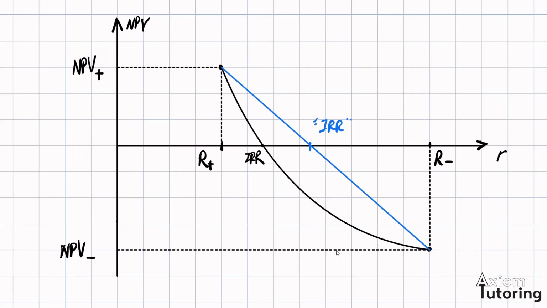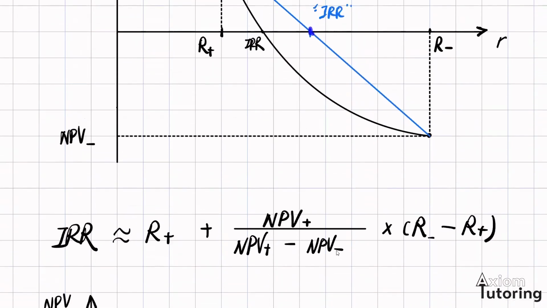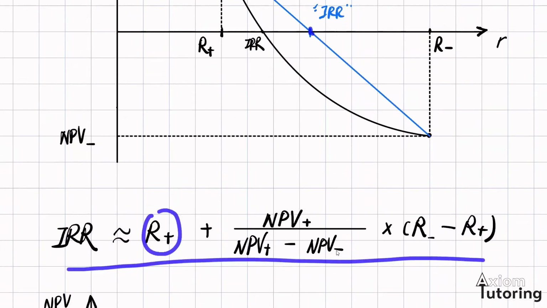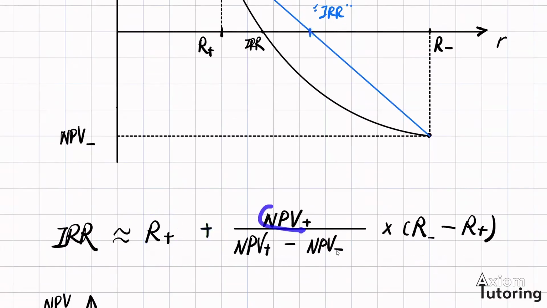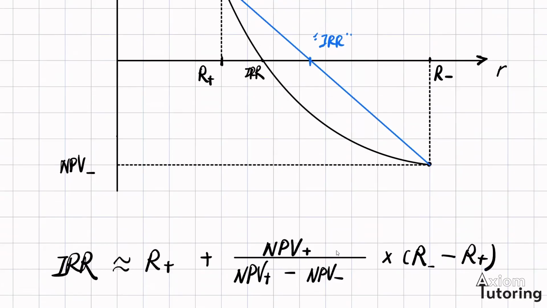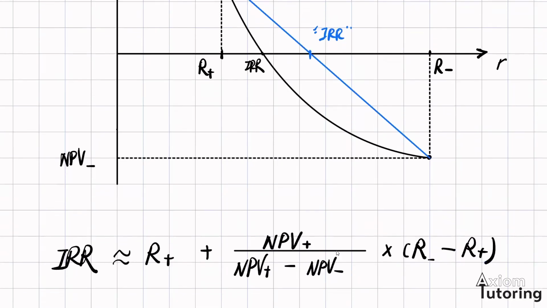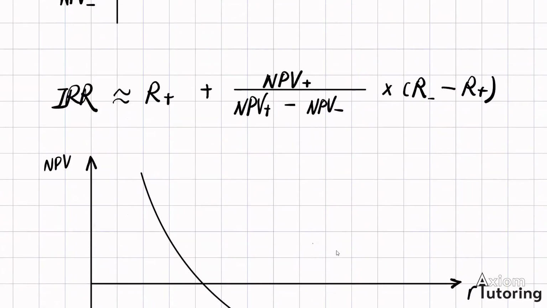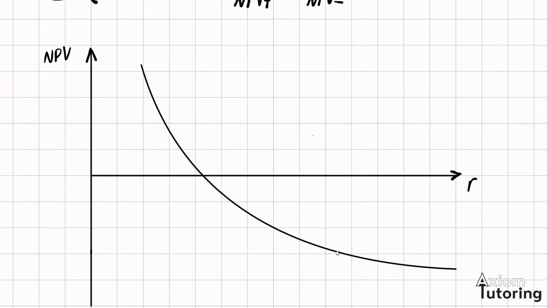And the best thing is we don't need our Excel or a higher order polynomial to solve for this linear approximation. And it is calculated using this formula, which is R plus plus the NPV plus here, or the positive NPV, divided by the positive NPV minus the negative NPV. So be reminded, this number is going to be a negative number. And this thing multiplied by the R minus the R plus here. Okay, so this is going to be our approximate IRR using linear approximation, and it's going to be very easy to calculate.